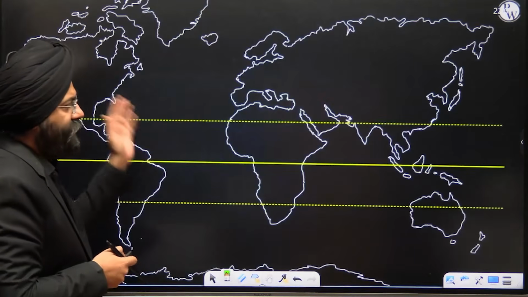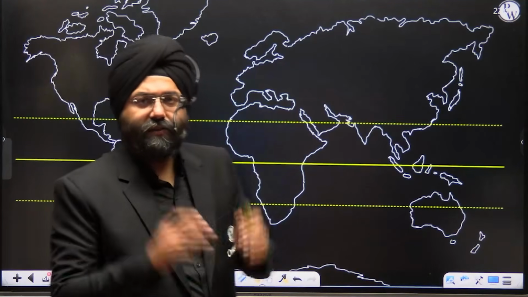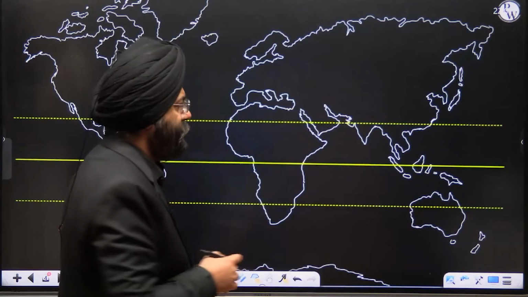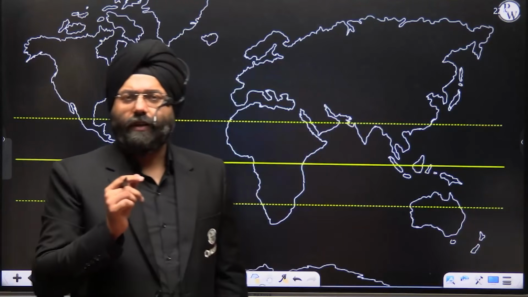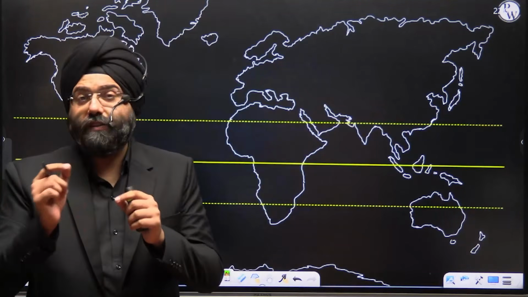If you see this world map, this is a hand-drawn world map for you. Now, if you want to locate the position of India, it is here. Now, when we look at the world map, there are a lot of questions that can be asked by the UPSC in your prelims or some analytical part in the mains examination.